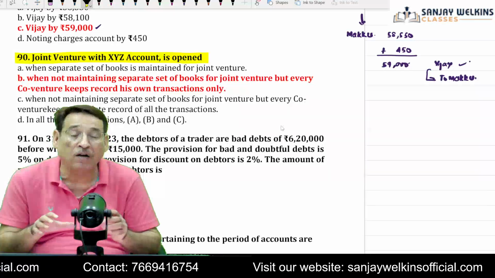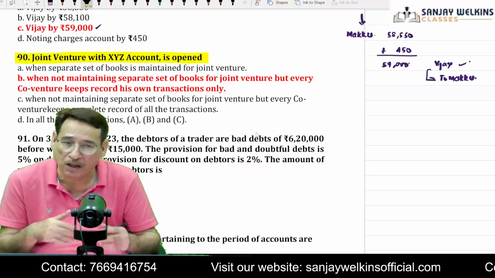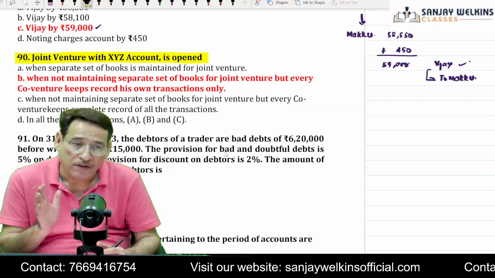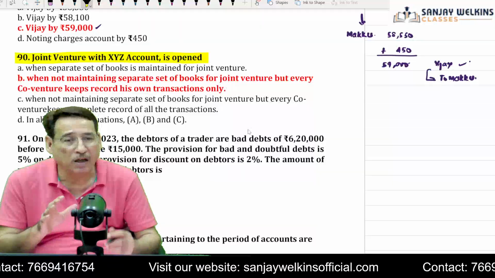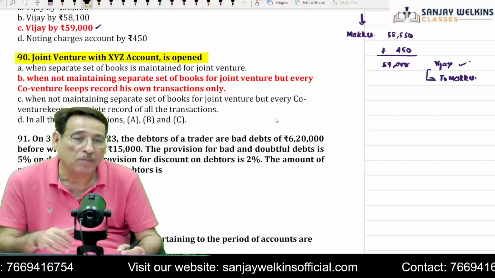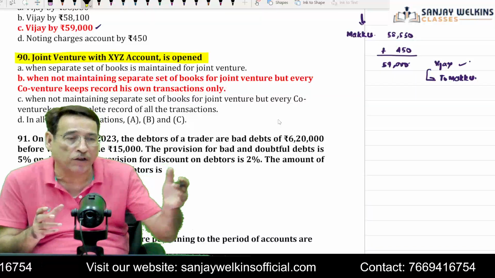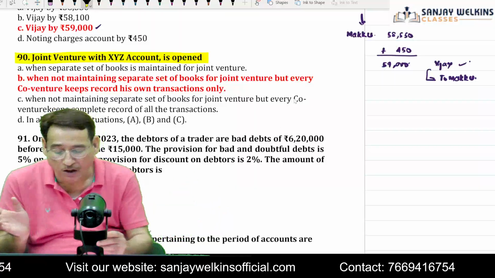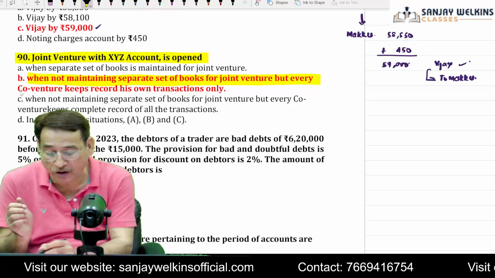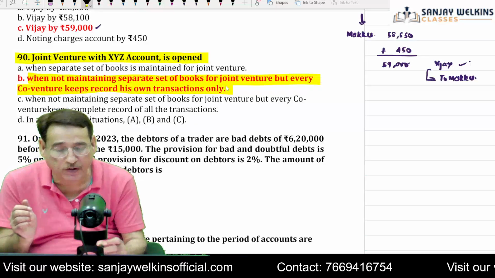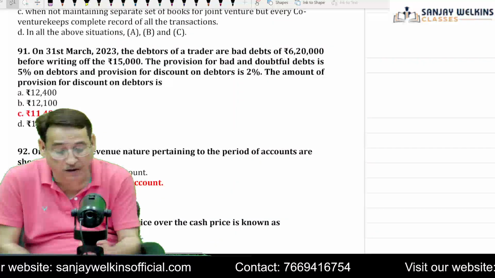Besides that, there is a system where each party is going to record the transaction, correct? But they are going to keep the full-fledged account. That means each party will maintain the records. And the third one is when transactions are recorded by each party, but they record their own transaction, and under it they generally open joint venture with other co-venturer account. So it is a case when not maintaining separate set of books for joint venture, but every co-venturer keeps records of his own transaction. This will be the correct alternative in this particular case.